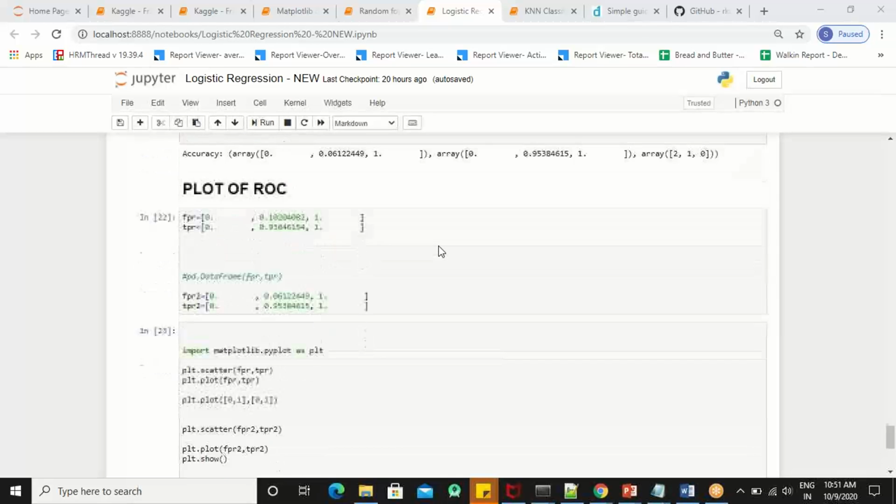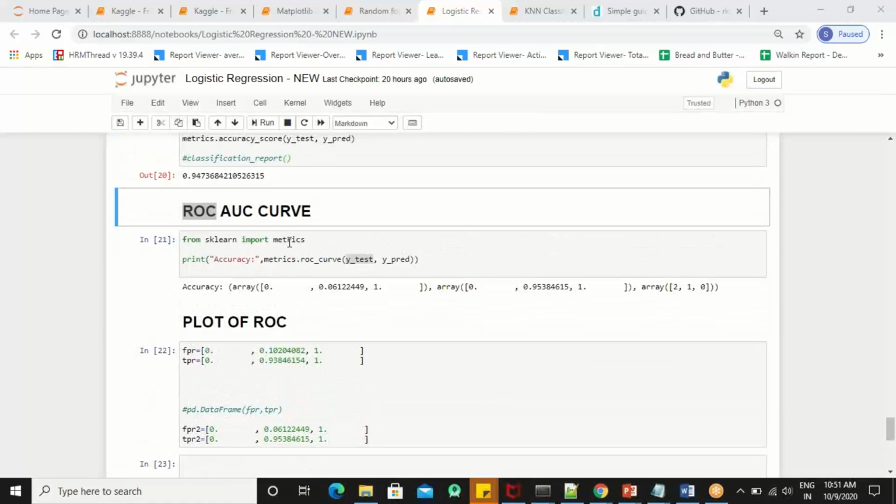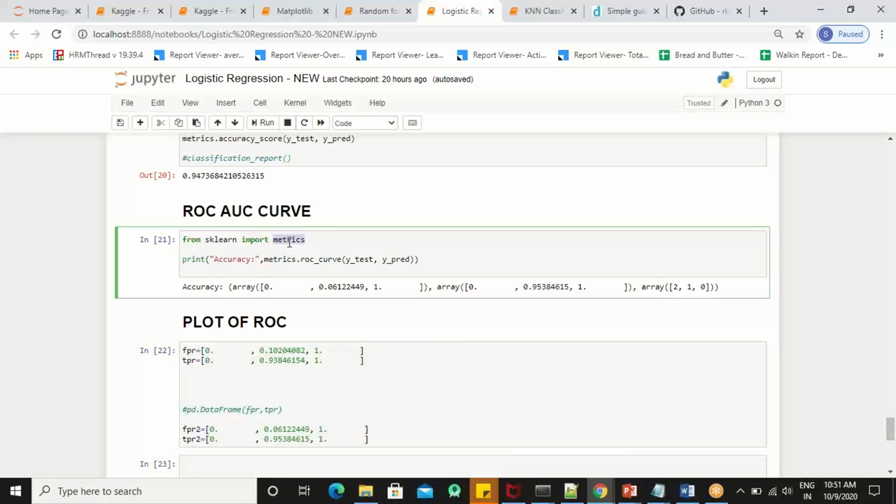Now how to plot this? It's very simple. Again, we just need the predicted value and the actual value.